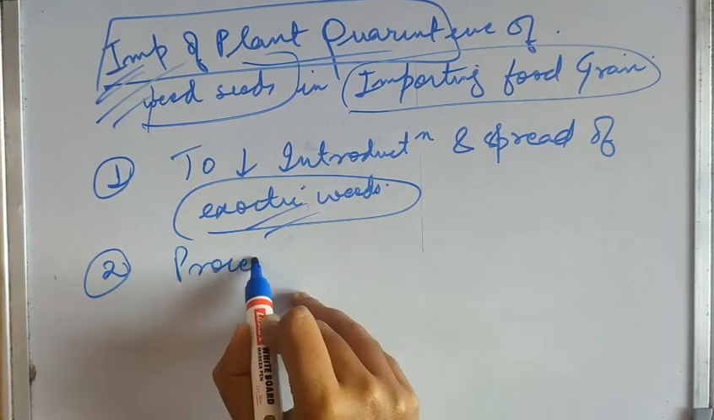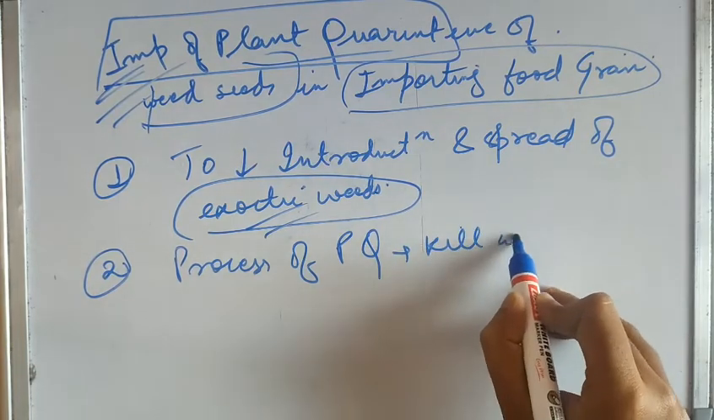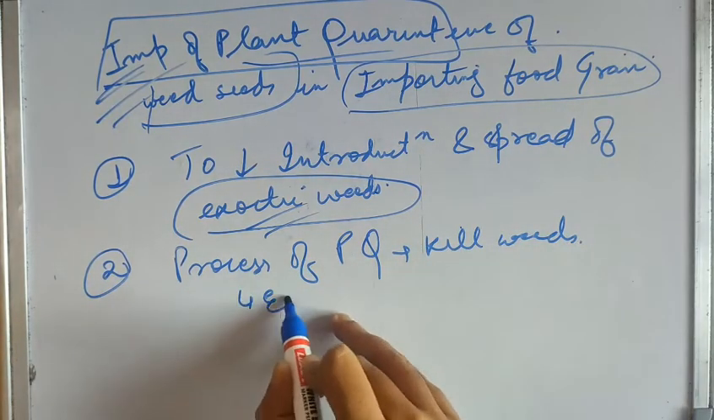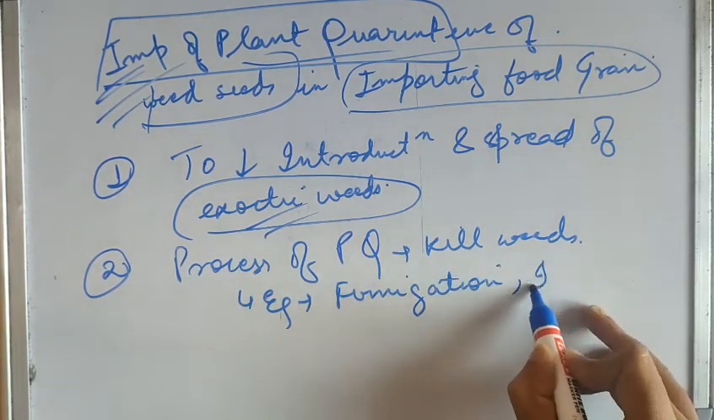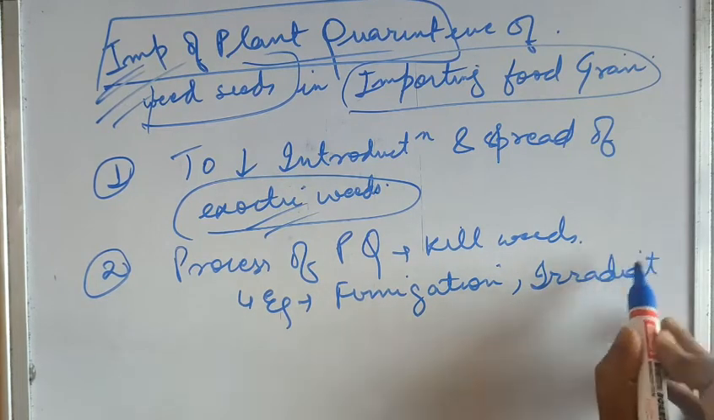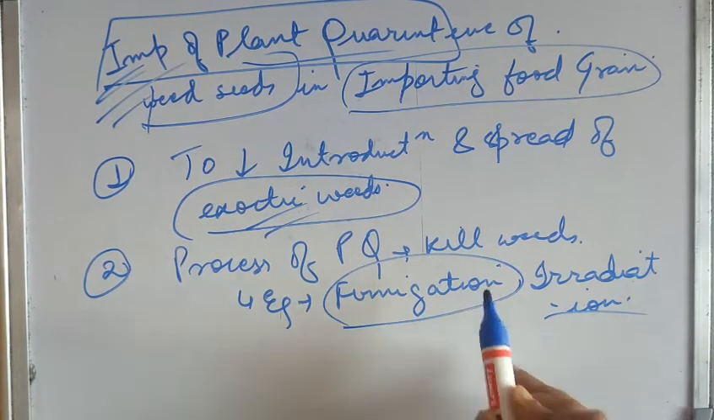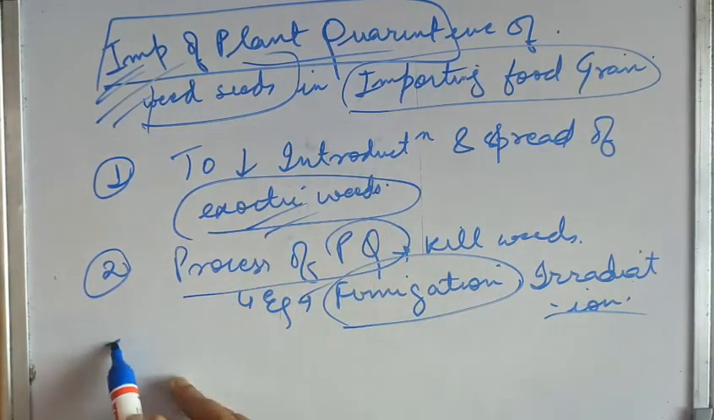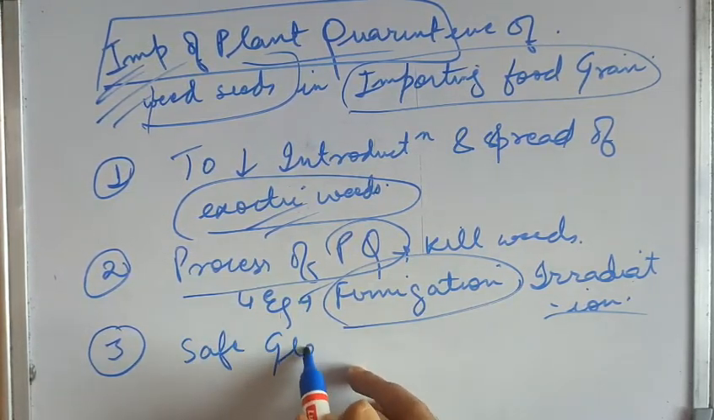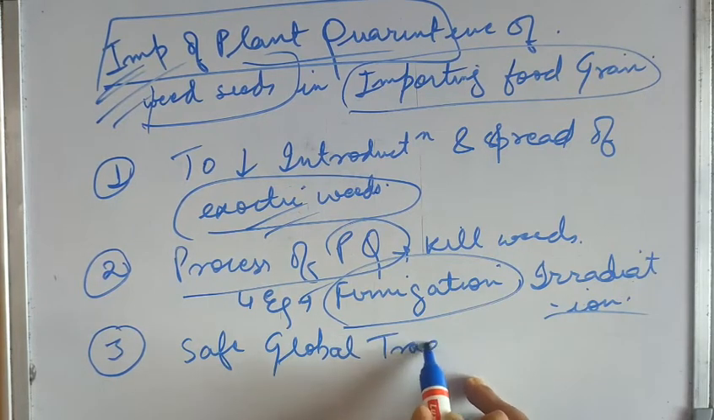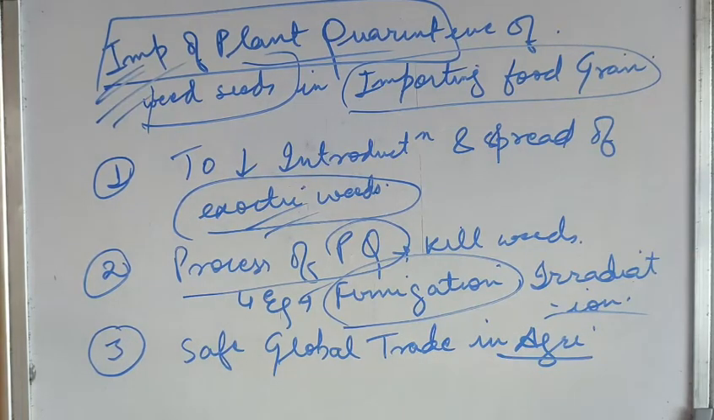Processes used in plant quarantine. Processes of plant quarantine often kill weeds. What kind of processes? Example, fumigation, irradiation. It reduces the ability of weed seeds to grow. It kills weeds. That is why processes of plant quarantine are important. It promotes safe global trade in agricultural products.